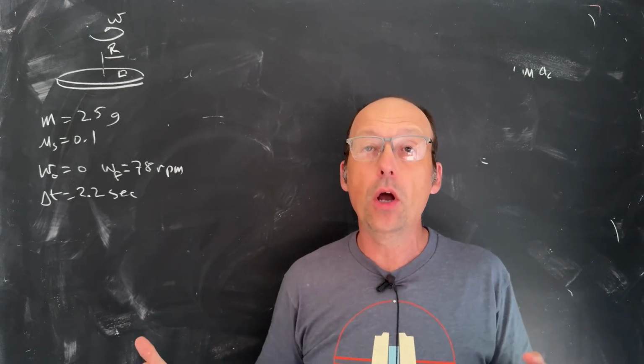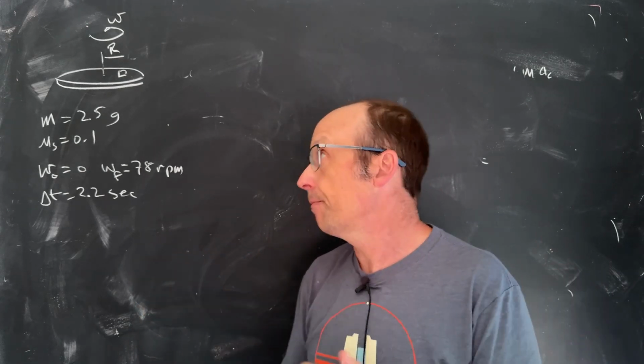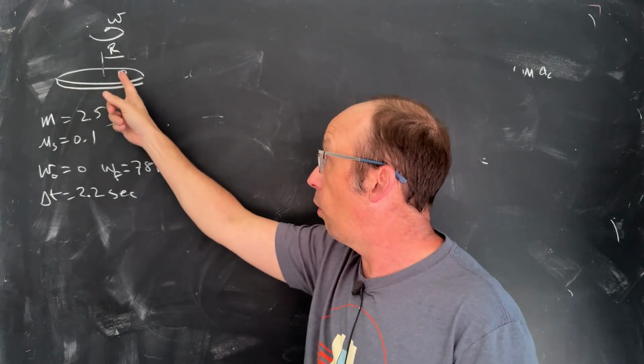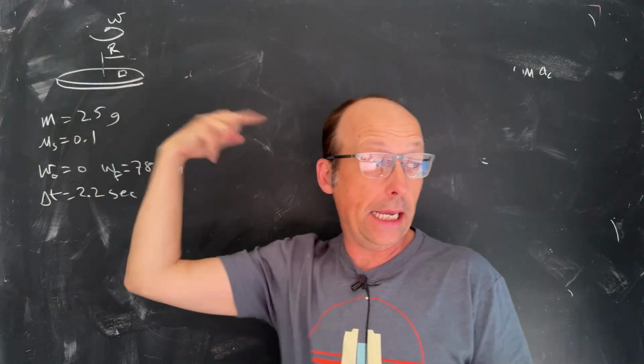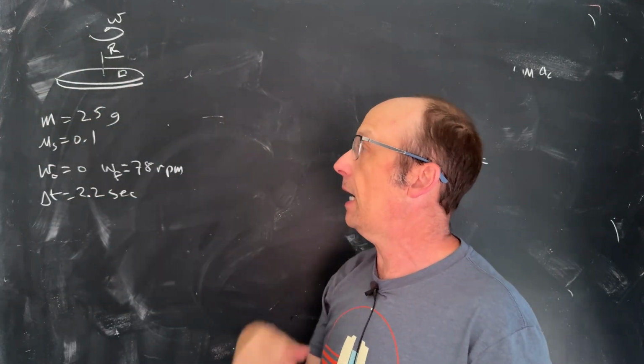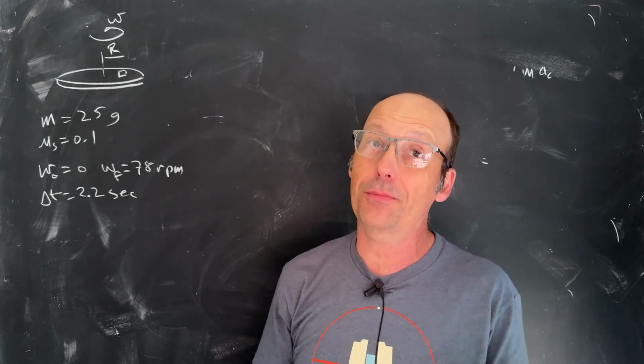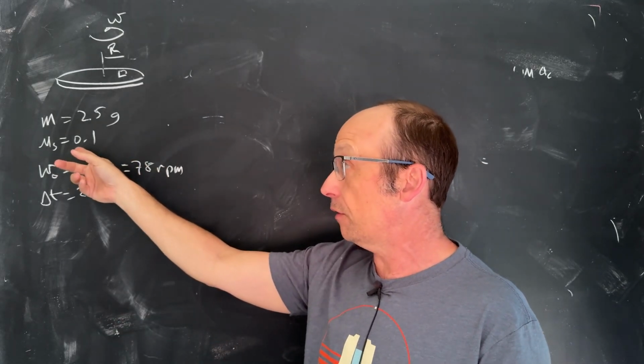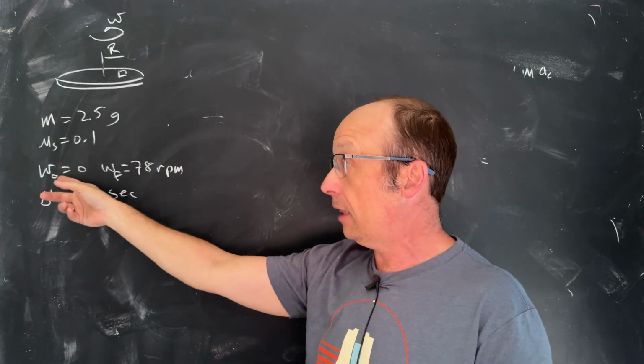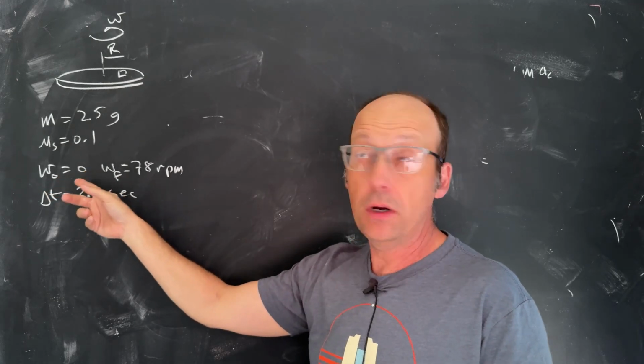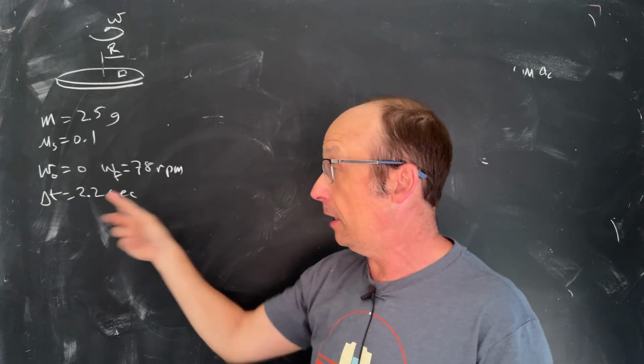And if so, when? Okay, so here's my record, there's my coin, it's spinning this way, right? I gave the mass of the coin as 2.5 grams, that's how you know it's a penny. It's somewhere around there. The coefficient of static friction is 0.01, and then the record player starts at 0 and ends up at 78 RPM in 2.2 seconds.